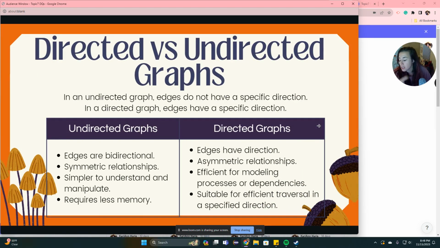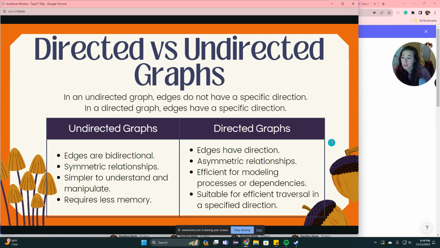All right, so directed versus undirected graphs. Undirected graphs are bidirectional. You don't have to tell it, go here, go here, go here. Anytime that they're connected, it can go both ways. So that really reminds me of a network, like the internet or whatever. A network without security. Directed graphs have edges and asymmetric relationships. So some things can only go one way and not the other way.